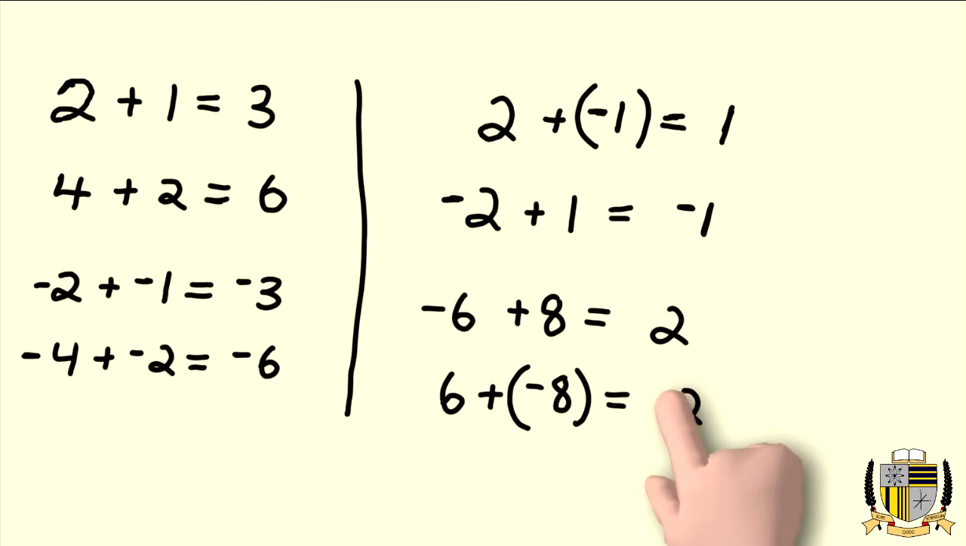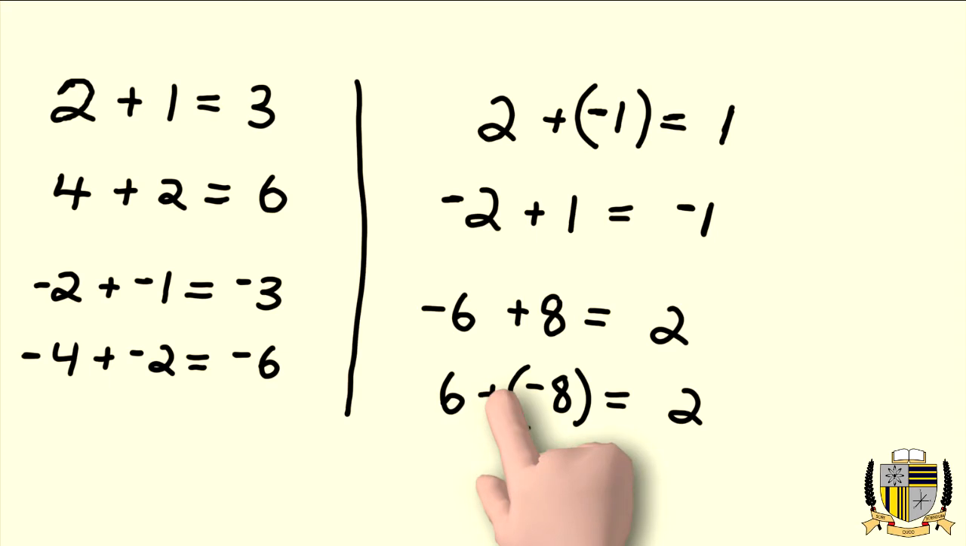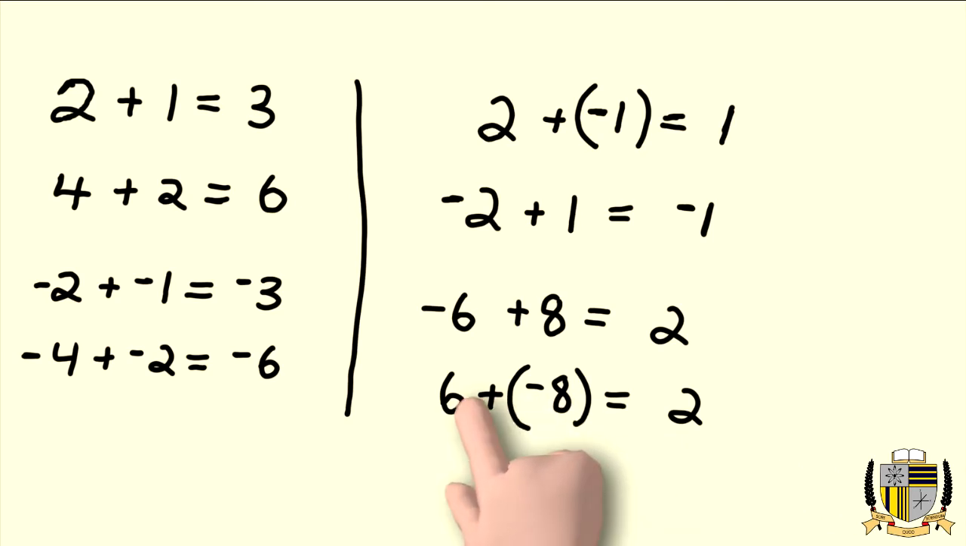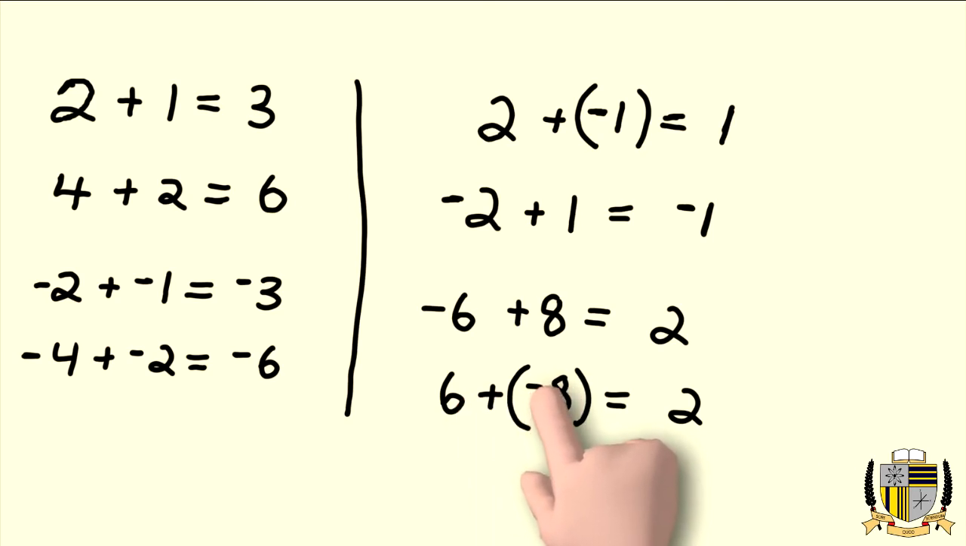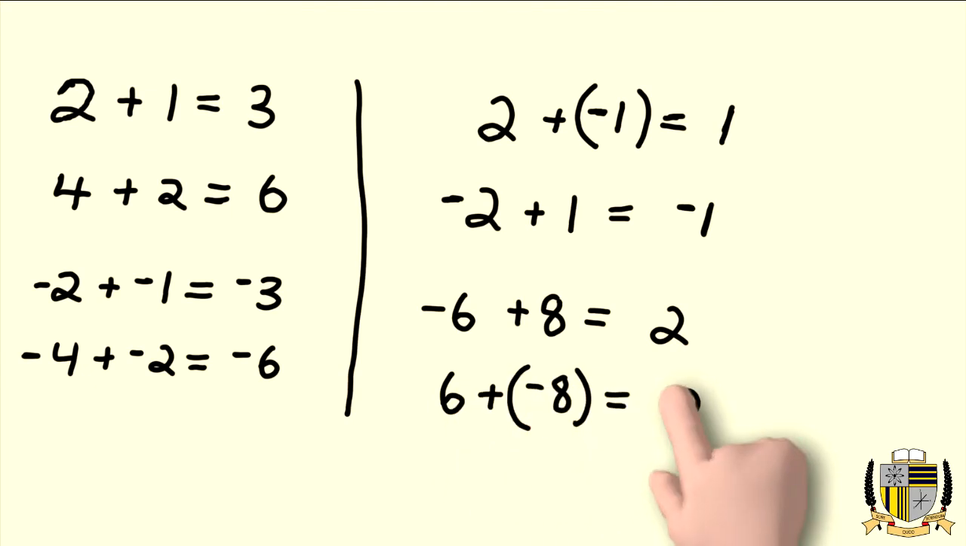But now the sign of the answer: which one of these numbers will determine the sign of the answer? Well, it would be the larger number between the two, the larger absolute number. So like a 6 and here's an 8. We know 8 is naturally larger than 6, right? And beside the 8 is a negative. So because 8 is larger than 6 and 8 is negative, the answer will be negative.